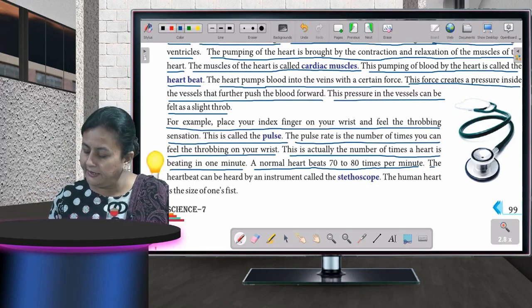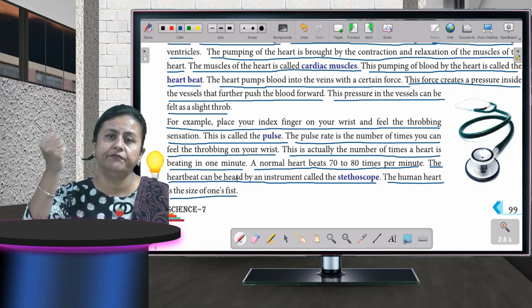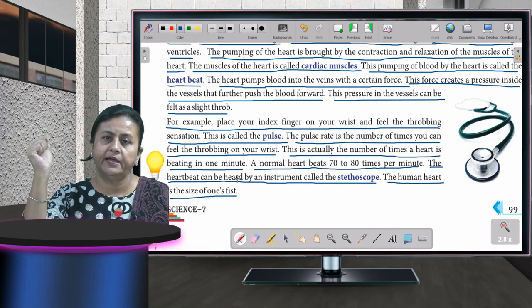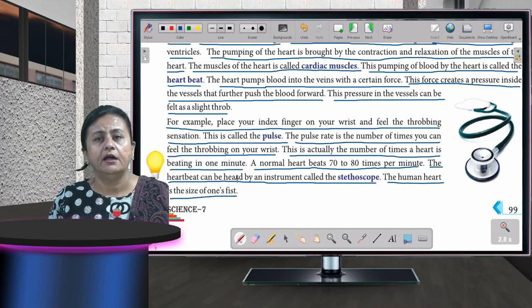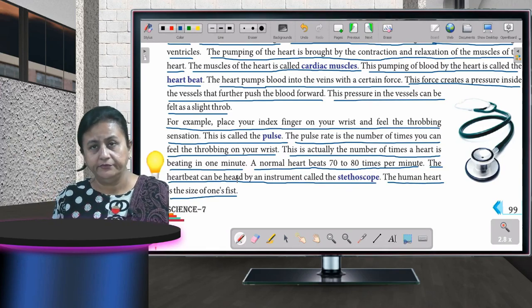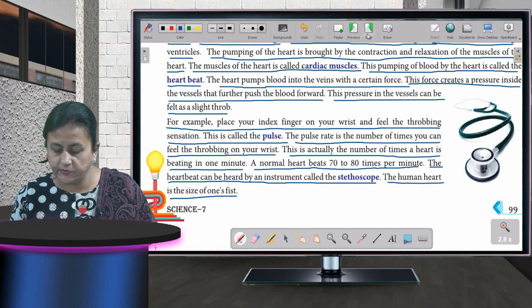The heartbeat can be measured by an instrument called a stethograph. The human heart is the size of one's fist. This is the fist. When I close my hand, this is the fist, and the size of the fist is the size of my heart. Fine. Now come to the next one.